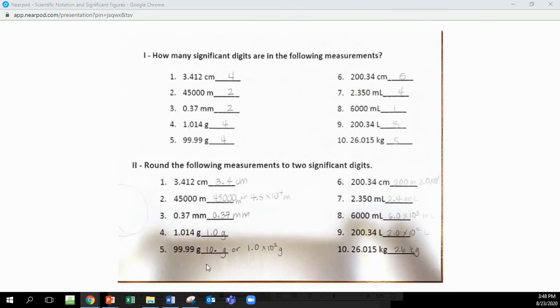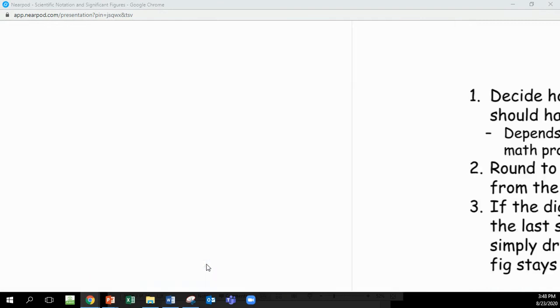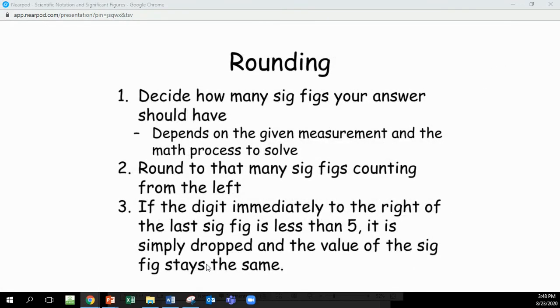And here are the answers. You can pause here and check it as well. Okay, so that's just a summary, which you can go through on your own. So now we're going to get to rounding. We're going to get to math using significant figures.